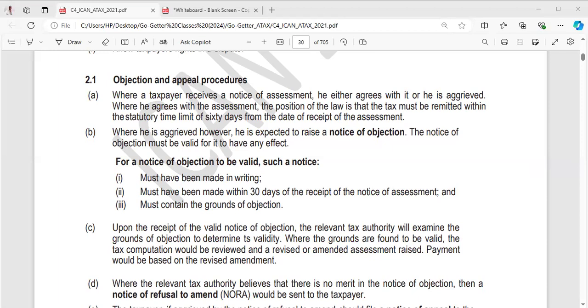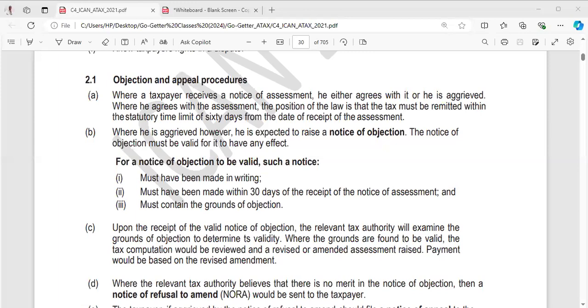So where a taxpayer receives a notice of assessment from FIRS, let's use that from FIRS. So we are talking about a company and the FIRS. So anything we talk about here also applies to the state internal revenue. So where a taxpayer receives a notice of assessment from the tax authority, it's either he will agree with the assessment or he will disagree.